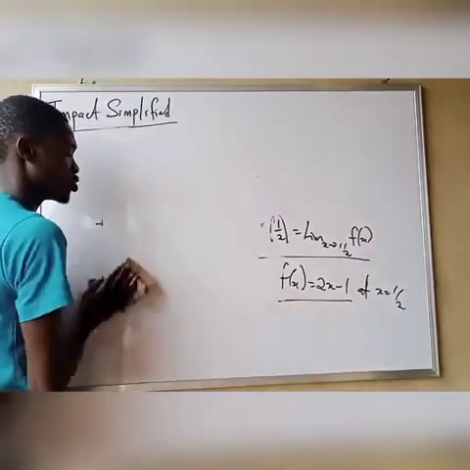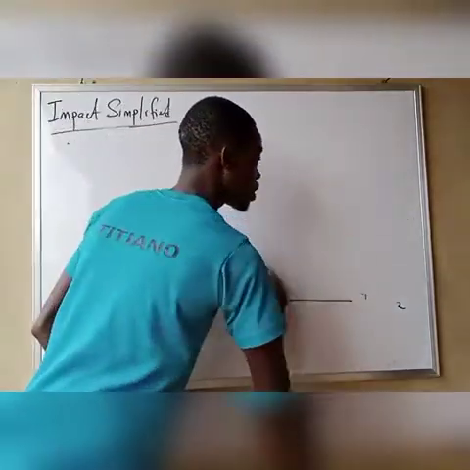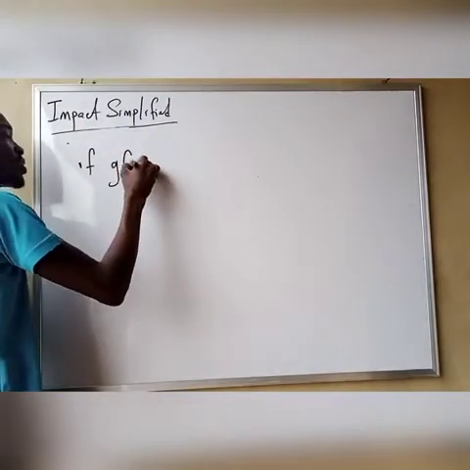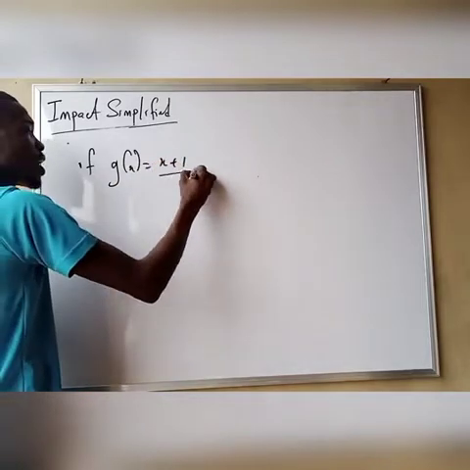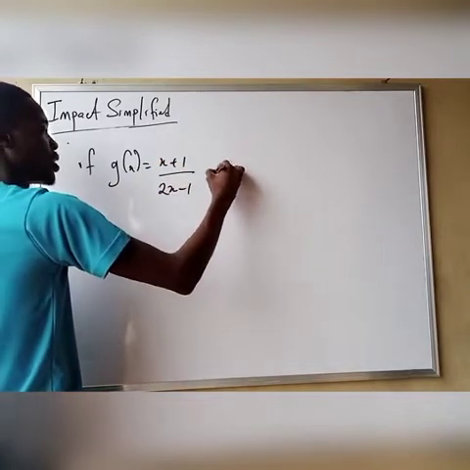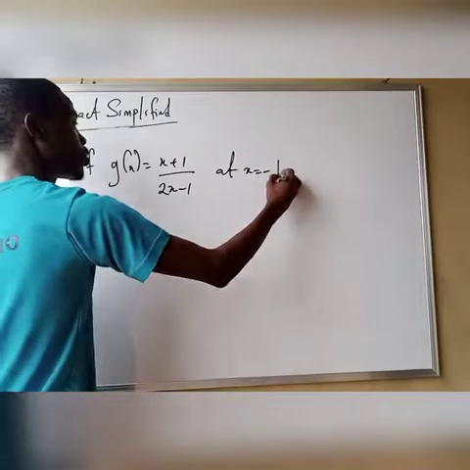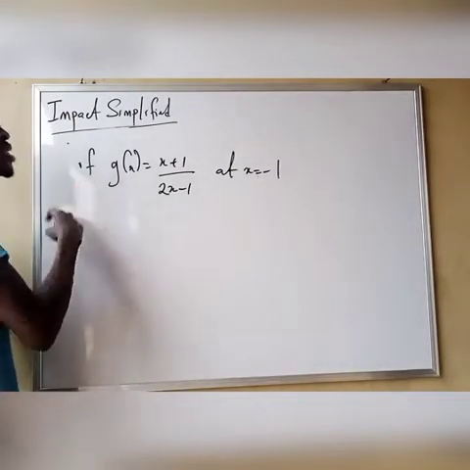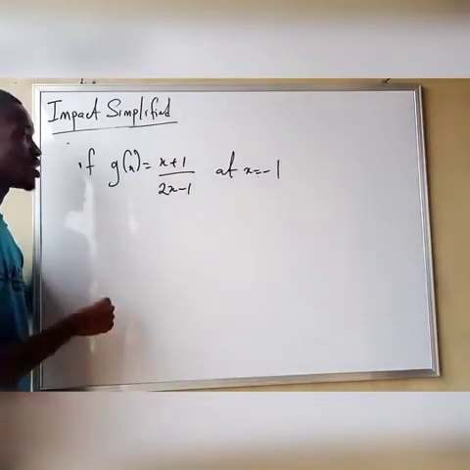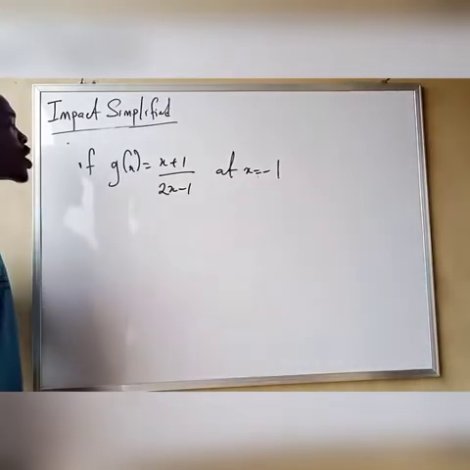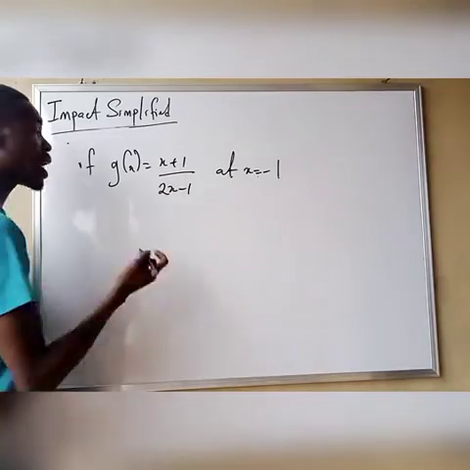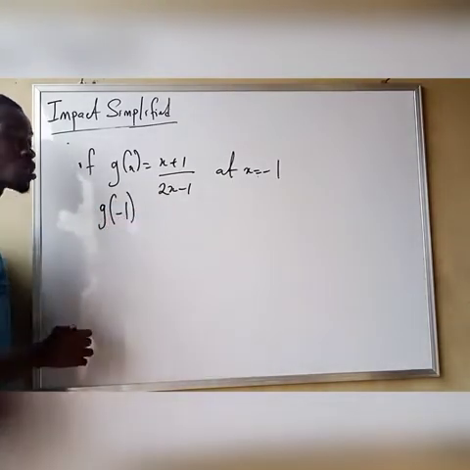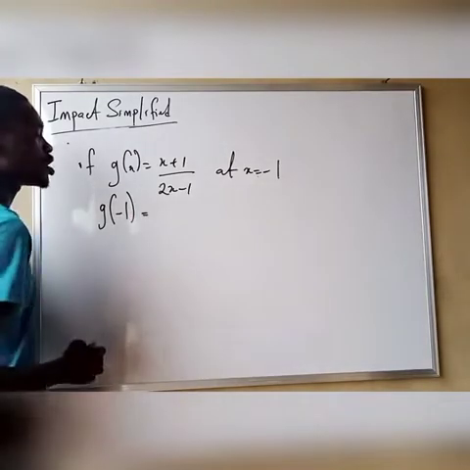Now, let's also look at some questions again. Now, let's look at this. We have g of x is equal to x plus 1 over 2x minus 1 at x is equal to minus 1. Wow. They said we should determine the continuity of this function. So if you want to determine the continuity of this function, that means we need to get two things. We need to get our g of what? Of minus 1.